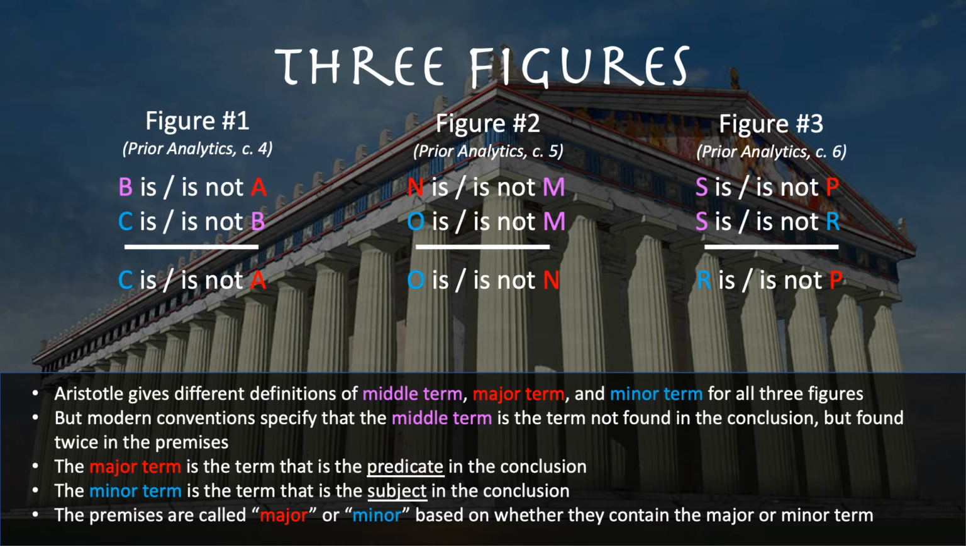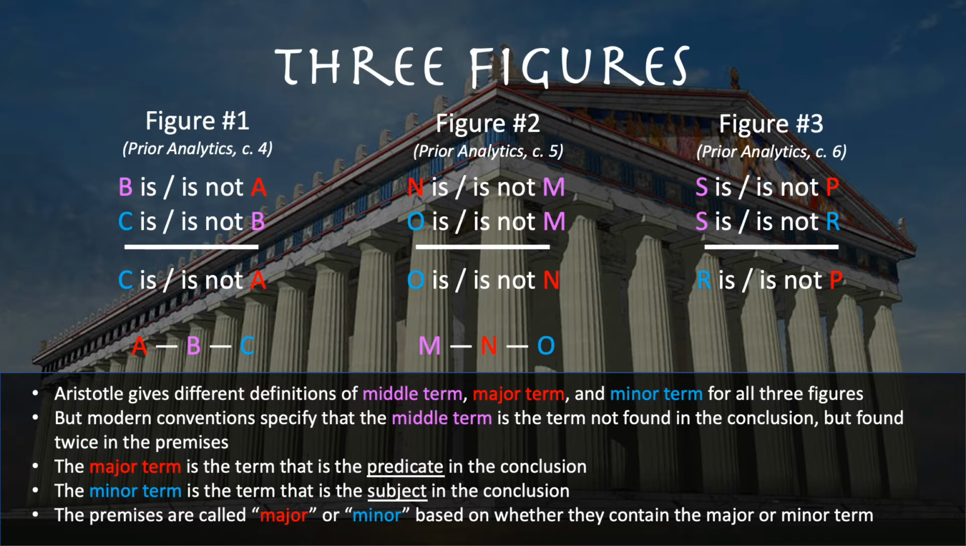In Prior Analytics chapters 4 through 6, Aristotle will often give examples of the three terms in a given syllogism. When he does this, he lists the three terms in a different order depending on which figure of syllogism he's discussing. In the first figure, he will list the major term first, and then the middle term, and then the minor term. He will give the three examples separated from one another by dashes.